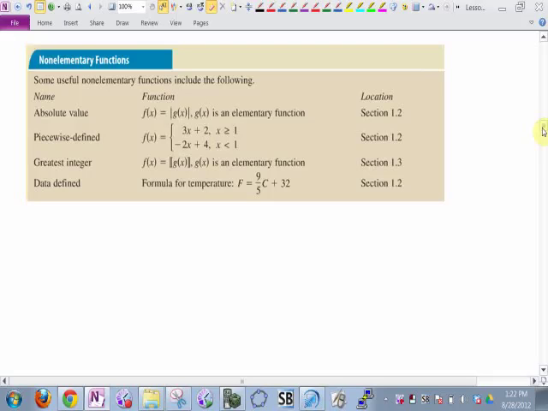Okay. So piecewise functions. There's also the absolute value function.